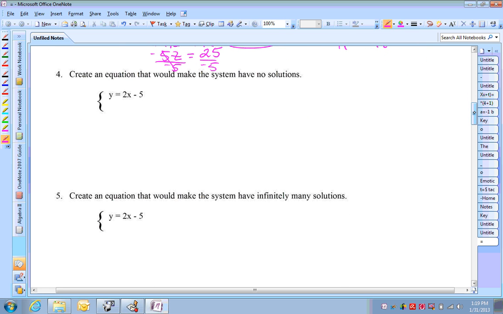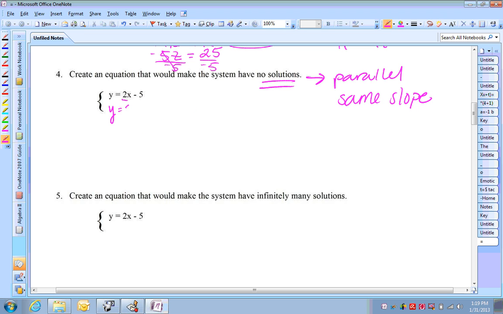Okay, number 4 says create an equation that would make the system have no solutions. No solutions means parallel lines. Parallel lines have no intersection points because they never intersect, therefore there is no solution. Parallel lines have the same slope, and in the equation given the slope is negative 2, so the equation we come up with also has to have a slope of negative 2.